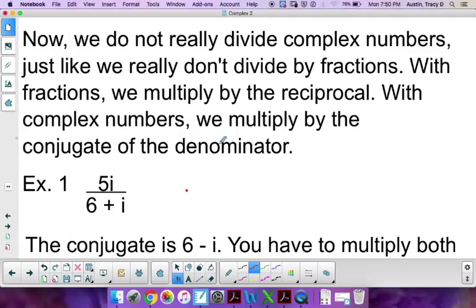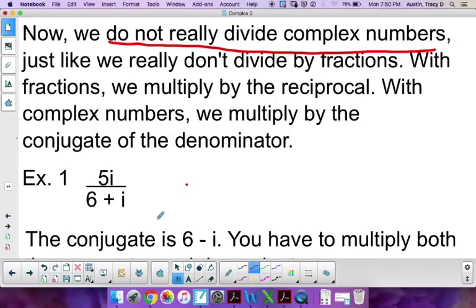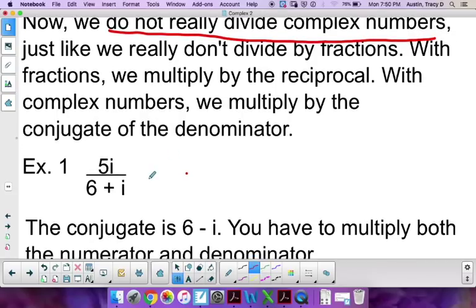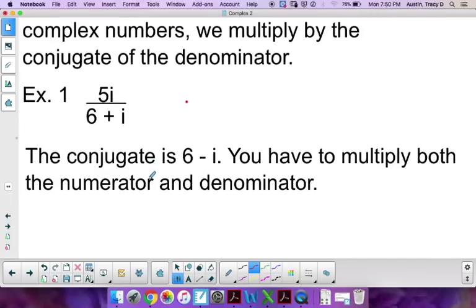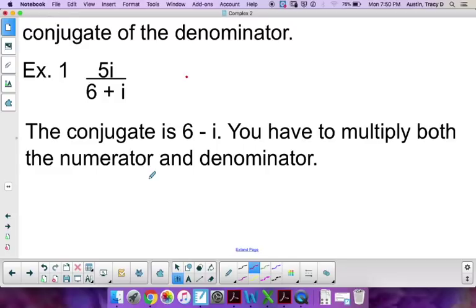Okay? So as I stated, we do not really divide complex numbers. It's sort of like saying we don't really divide by fractions. We multiply by the reciprocal. When we have complex numbers, we multiply by the conjugate of the denominator. We don't actually divide. So your conjugate is 6 minus i. So showing this as a setup, you're going to have to multiply both the numerator and the denominator, because think about fractions. Whatever we do to the bottom, we do to the top. We have to keep it the same, right? And you're going to multiply both times the conjugate of the denominator.